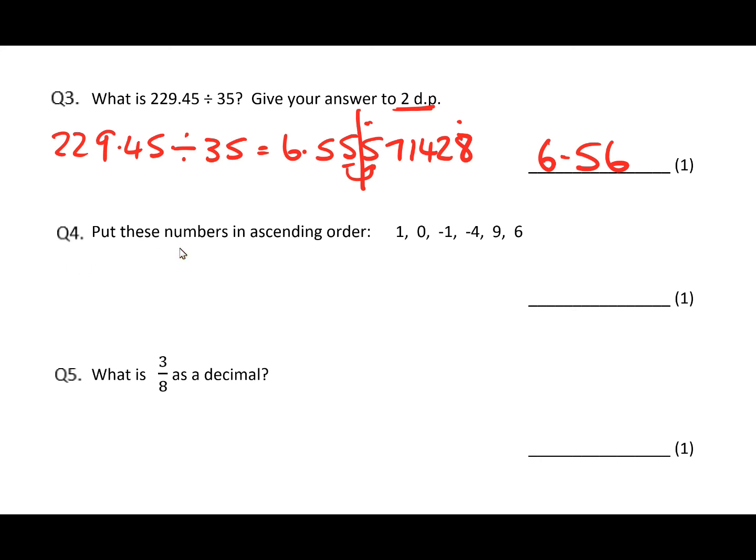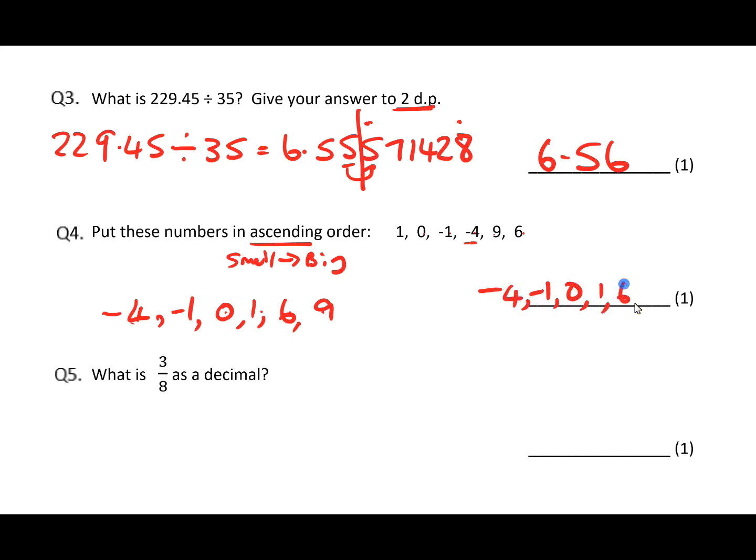Question 4. Put these numbers in ascending order. So we know descending means going down, so ascending means going up. So it's from small to big. So just write that down so you don't make any errors. So the smallest number is -4. Then the next smallest number is -1. Then we have 0, 1, 6, and 9. Make sure you've got the same number of numbers, 1, 2, 3, 4, 5, 6, 1, 2, 3, 4, 5, 6. So once you're happy, write the answer on the answer line, and that's worth 1 mark.